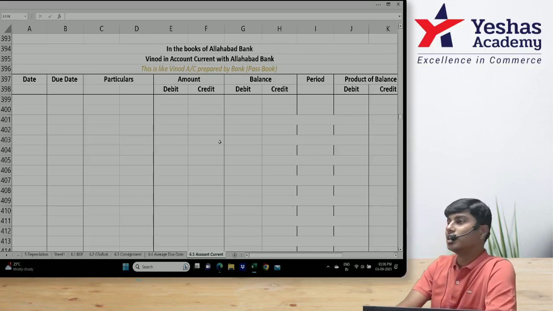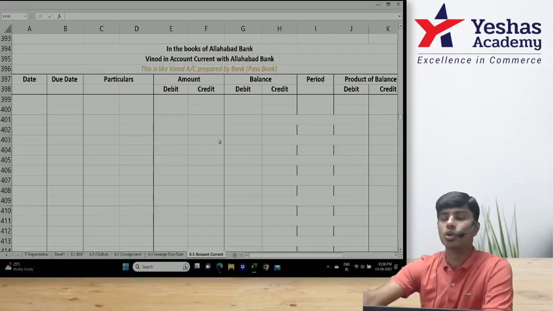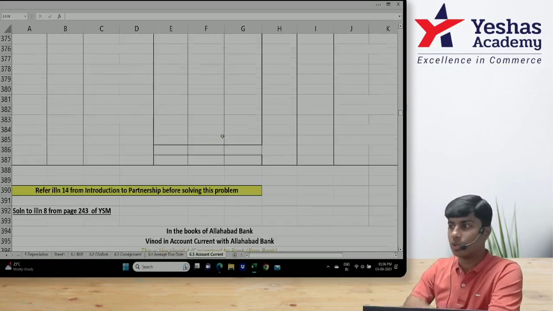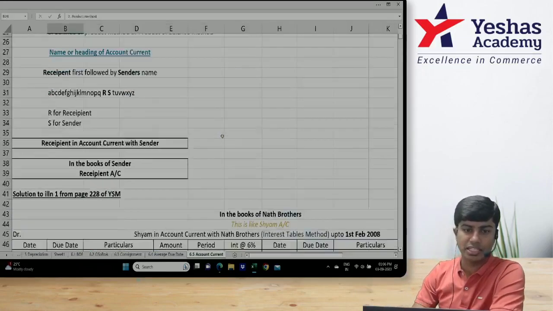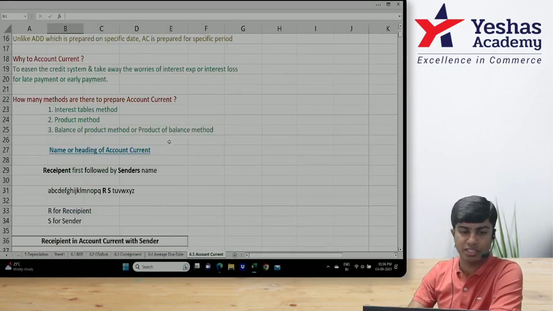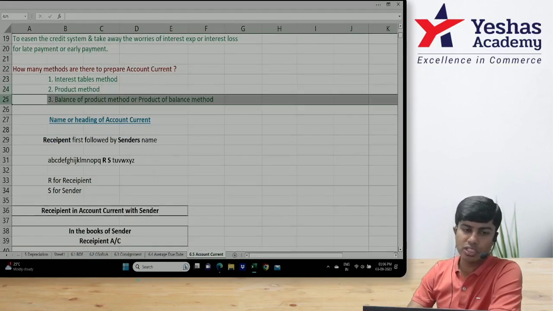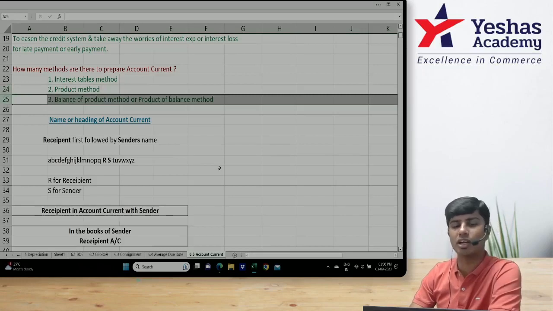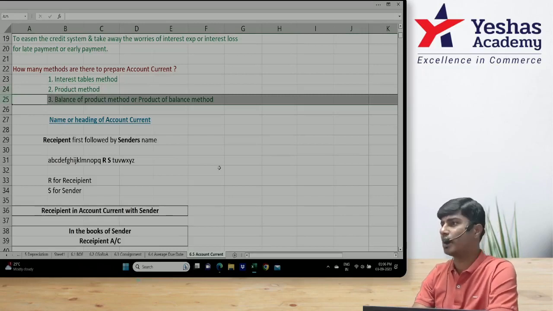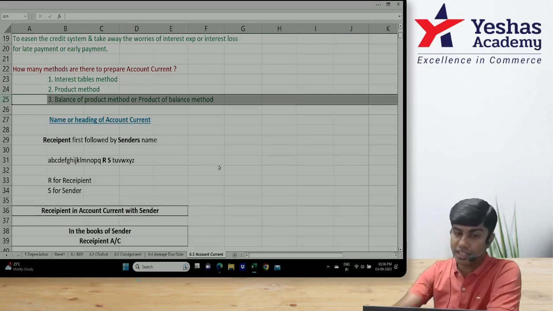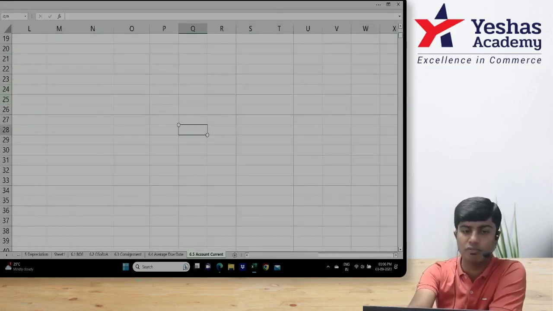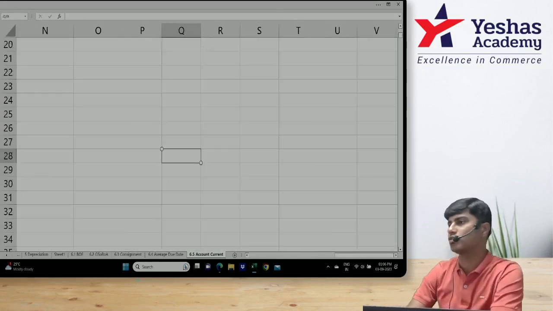Listen. Concentrate everyone. In the beginning of the chapter I told you, in fact I made you write also: how many methods are there in the chapter of account current? Three. We know the interest table method. We know the product method. The next one is called the balance of product method or product of balance. They call it either way. First, let me make you understand the concept of what this product of balance is.